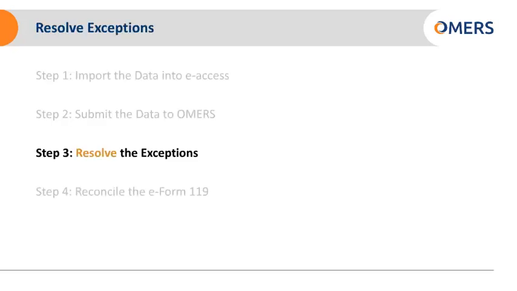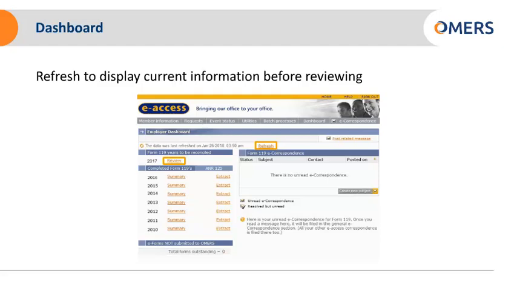At this point in the reconciliation process, you have imported your information into eAccess, and upon trying to submit your information, an exception has fired. Though this step may not always occur, if it does, exceptions must be dealt with before you can proceed. In order to see if any exceptions have occurred, you will first need to enter your eForm 119 dashboard.